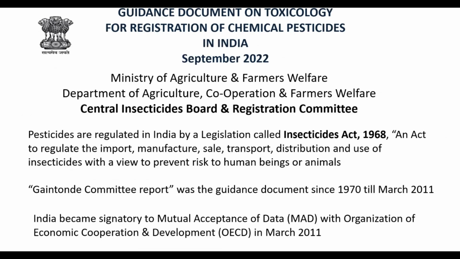This is a regulatory authority in India. Although it is not part of any syllabus, the Central Insecticide Board and Registration Committee regulates agrochemicals in India. And because India is an OECD MAD signatory, they have accepted the OECD guidelines, although there are separate Indian guidelines under the Insecticide Act 1968. They are a little different from the OECD guidelines, but data generated as per OECD guidelines is accepted by the Indian regulatory authority.